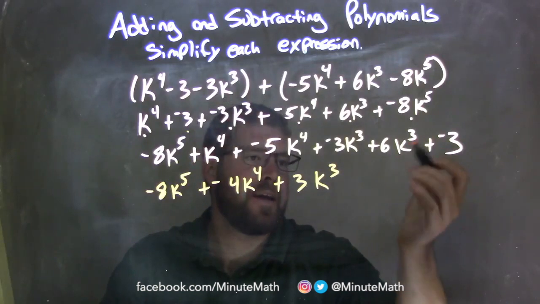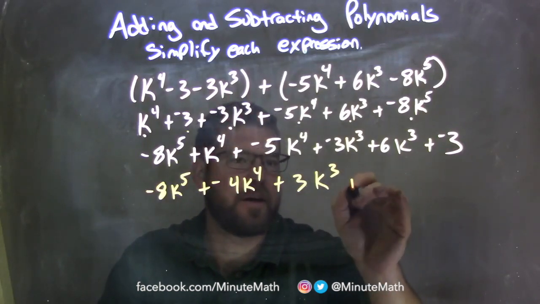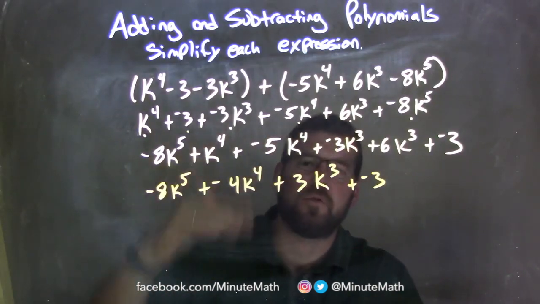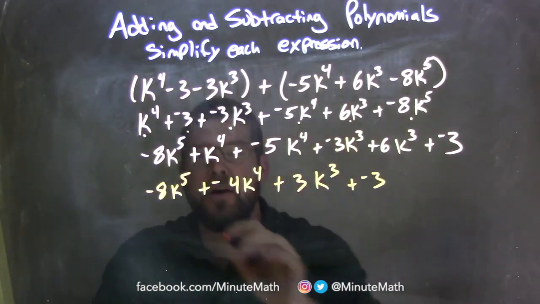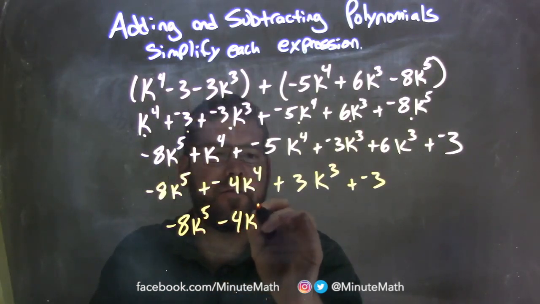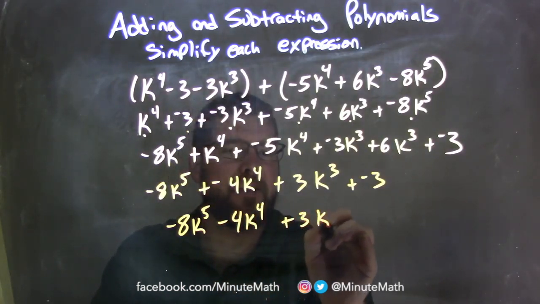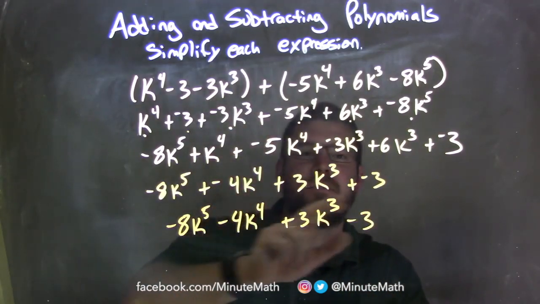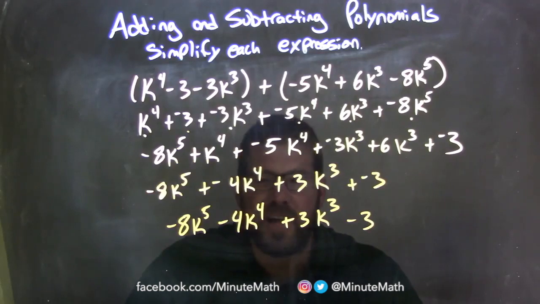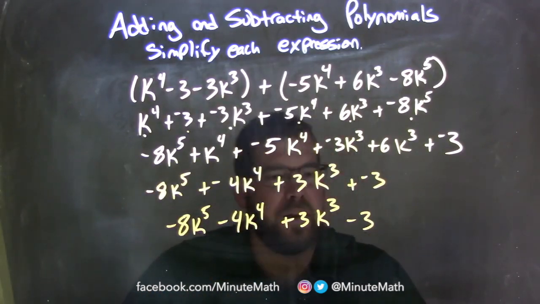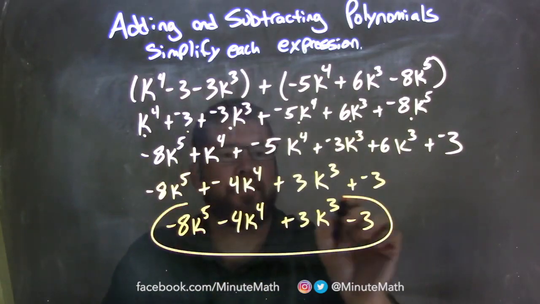And then adding a negative 3 is the same thing as, well, let's break it down, adding a negative 3. Now I'm going to rewrite all my adding and negatives to be subtractions because I find that nicer. So we have negative 8k to the fifth minus 4k to the fourth plus 3k to the third minus 3. And there we have it. I changed my adding and negative to be a subtraction. So now we have a final answer, which is negative 8k to the fifth minus 4k to the fourth, plus 3k to the third, minus 3.